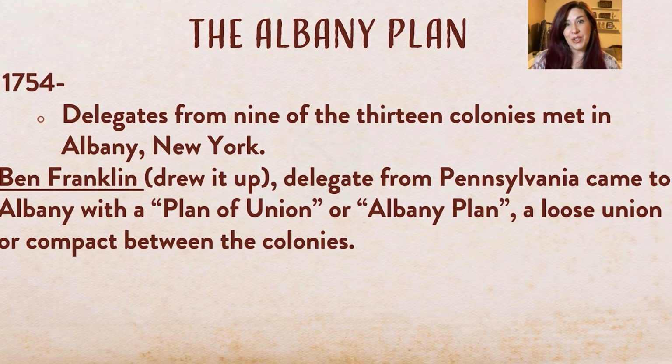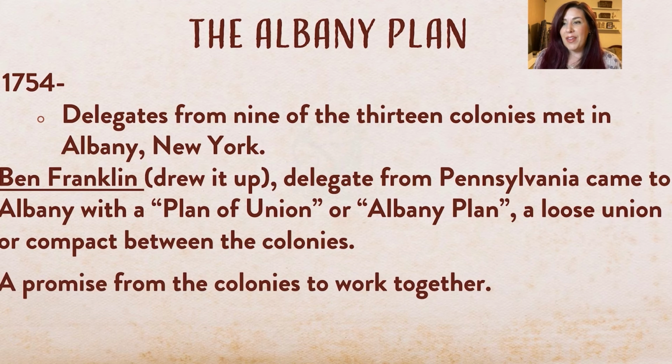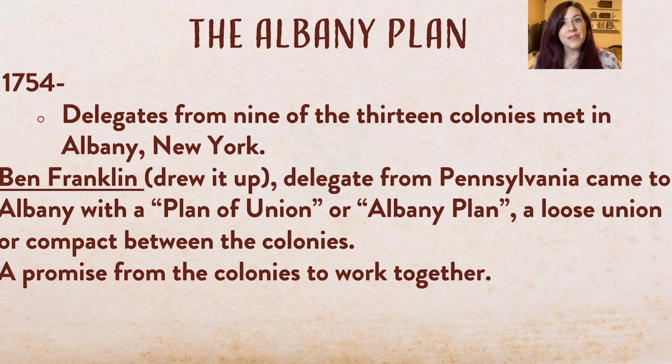They would not only have their colonial assemblies, which are elected representatives locally, but they would have a more unified, centralized representative government. So he wanted some unification, working together, and to be unified. Well, it had to be approved by not only the colonial assemblies, but also the British Parliament, because they were under the control of the British Parliament. And unfortunately, it didn't pass.